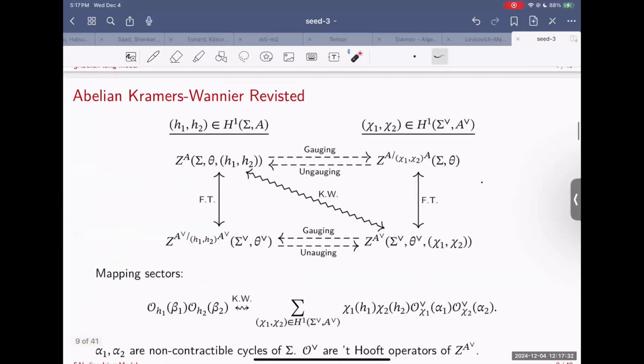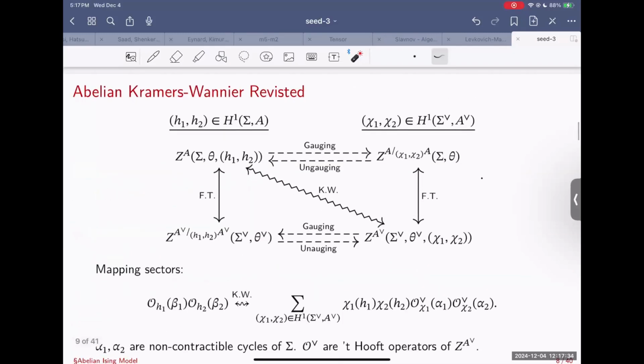Okay. So now that we have a better understanding of the non-trivial topological sectors, let's revisit the abelian Kramers-Wannier duality. On one side of the duality, this is where we start from. Here we have a theory with a global symmetry on the lattice, sigma, with some Boltzmann weight given by theta, and in a non-trivial topological sector given by H1 and H2. Starting from here, we can perform a gauging. We can gauge the entire global symmetry, and then we find a gauge theory. This is my notation for a gauge theory, A mod A, and I remember the choices made while gauging.